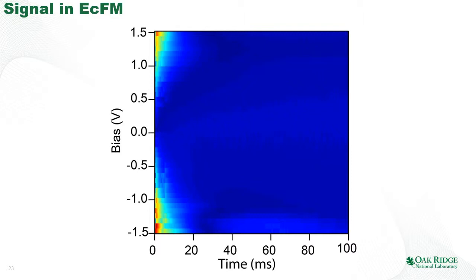What you see here is that for the small biases in the interval from minus 0.5 to 0.5 volts, there is no relaxation after the application of the bias. For higher biases, we start to see that the system is activated, and we start to see the relaxation process, both for negative and positive voltages.